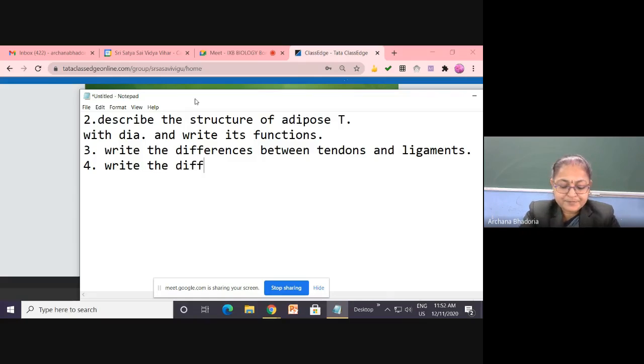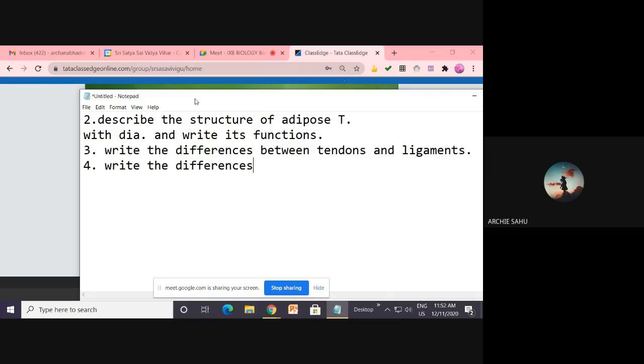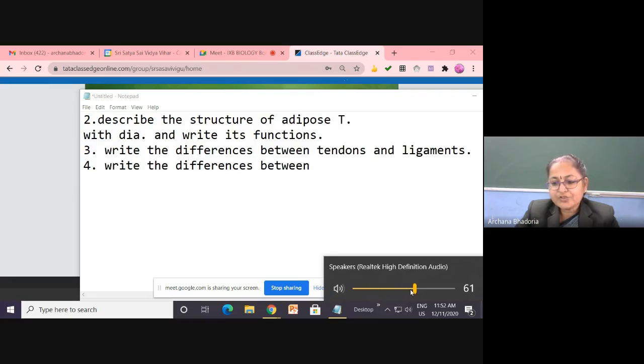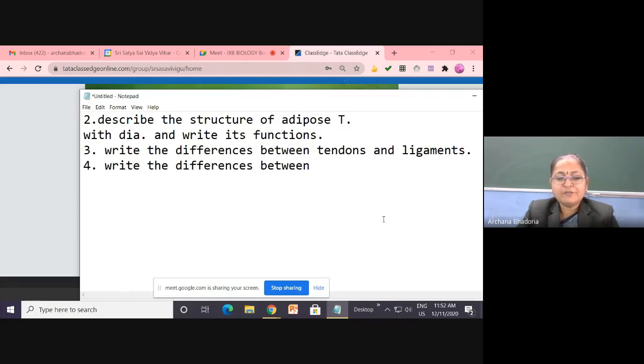Ma'am, I have a doubt. You gave us these questions, but when we submit our copy, do we have to do the NCERT questions also? No, NCERT questions, most of the questions we are covering. Very few you will find which we have not covered. So just now submit only these questions.